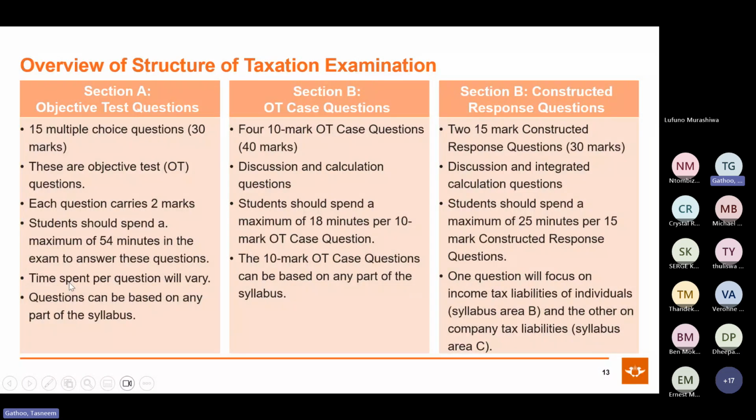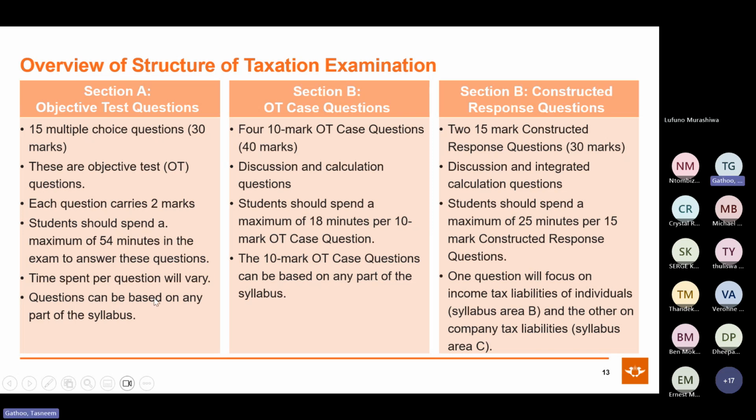The reason is that the time spent on each of these questions may vary. Some questions are more straightforward and you may be able to answer them a lot quicker, and others are more application based, where maybe you need to do calculations to get to the final answer. That's why I'm not saying you should spend 3.6 minutes per question. I'm saying in total for all 15 questions, spend 54 minutes. Make sure that you stick to your time allocation so that you are able to finish your paper.